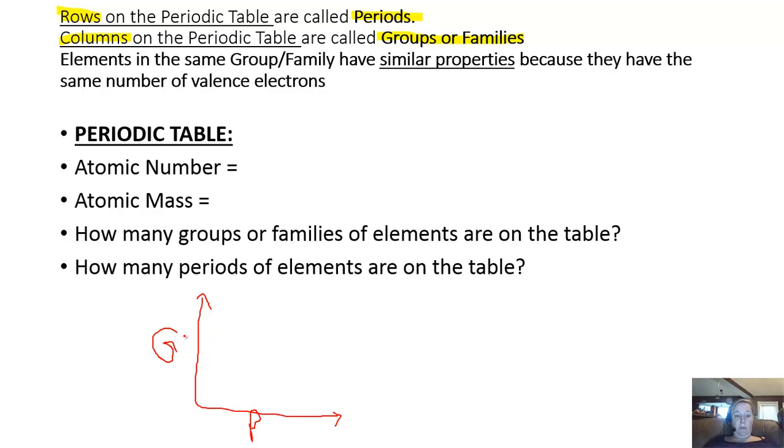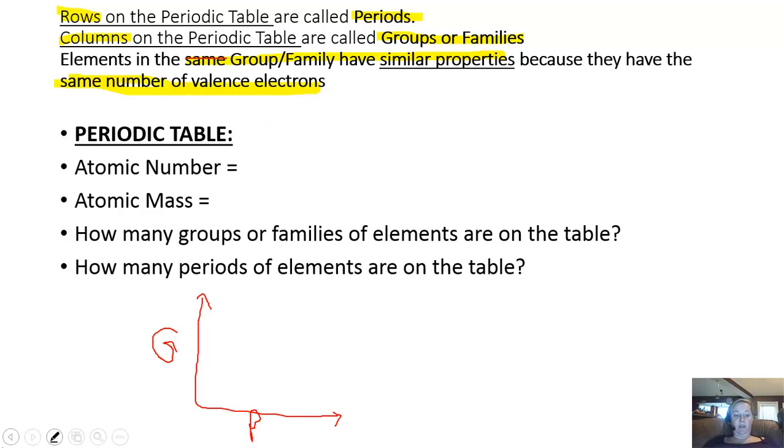Elements in the same group or family, and this is so important, let me highlight that, elements in the same group or family have similar properties because they have the same number of valence electrons. Remember, valence electrons tell us reactivity. So these guys are going to react all the same way because they have the same number of valence electrons.